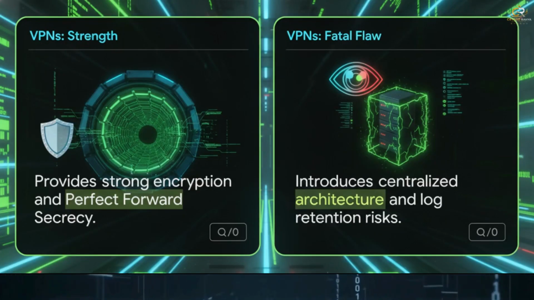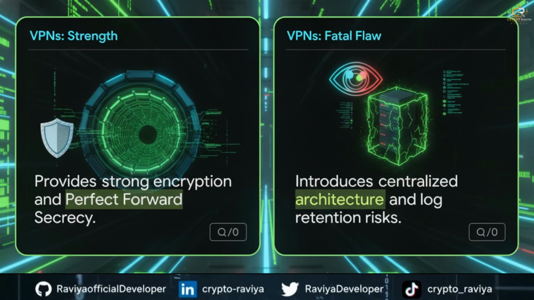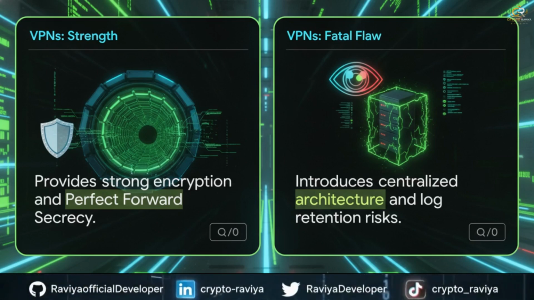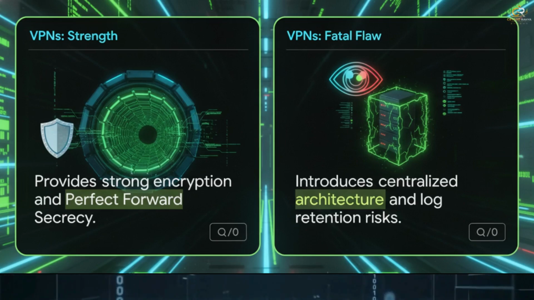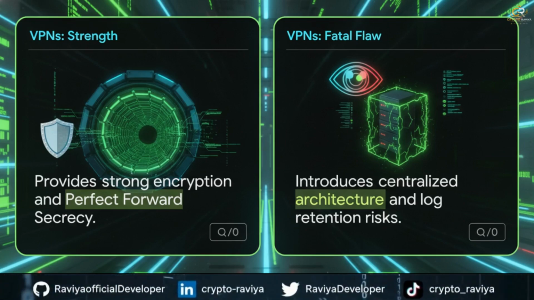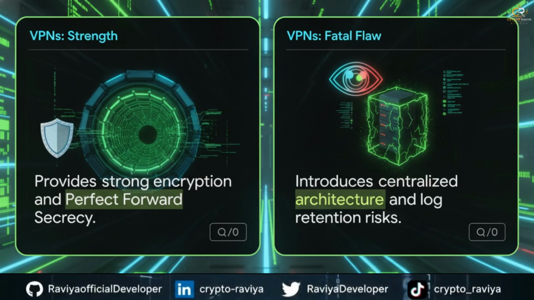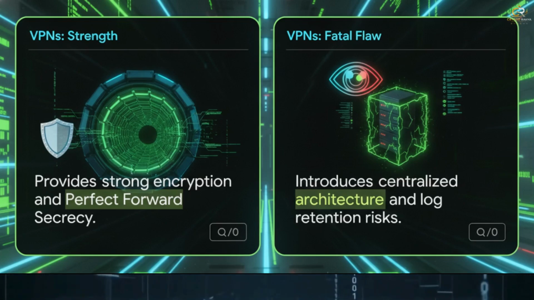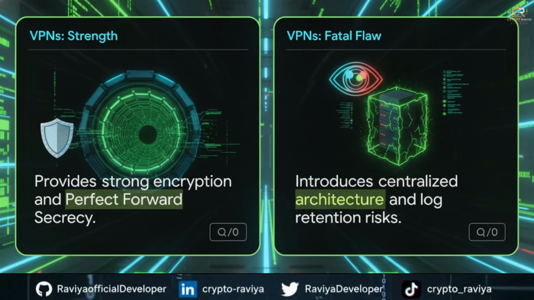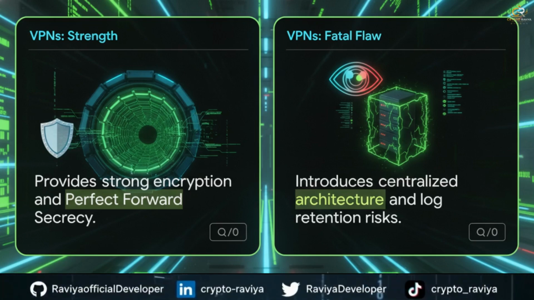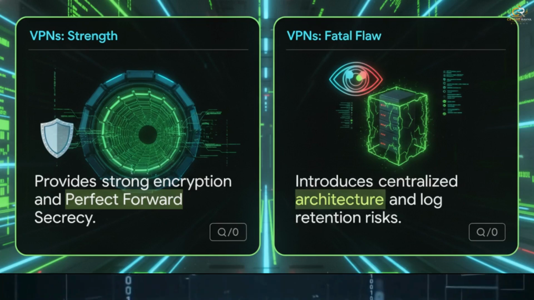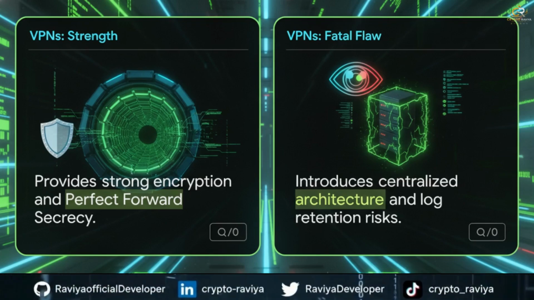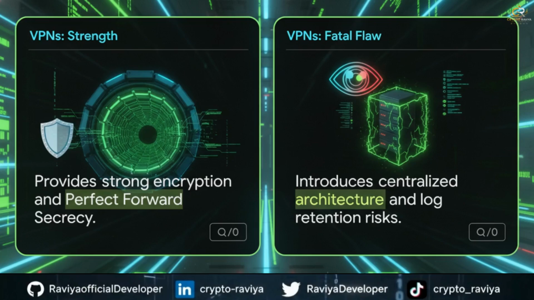But wait, there's a catch. While VPNs give us robust point-to-point encryption and perfect forward secrecy, they introduce a huge structural weakness: centralized architecture. When you use a VPN, you're basically just shifting your trust from your ISP to a private company. It's a single point of failure. If that VPN provider keeps logs, maybe they bought a bunch of flashy ads but don't actually care about your privacy, or if they're forced by a government to monitor traffic, your anonymity is completely compromised.